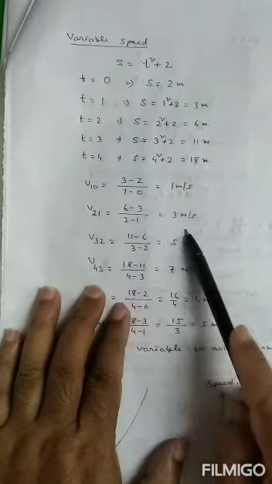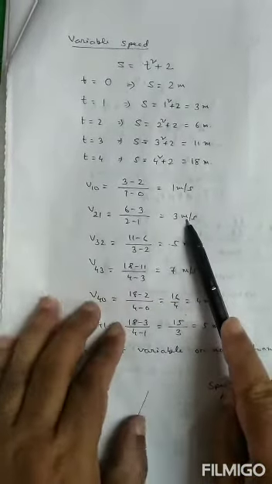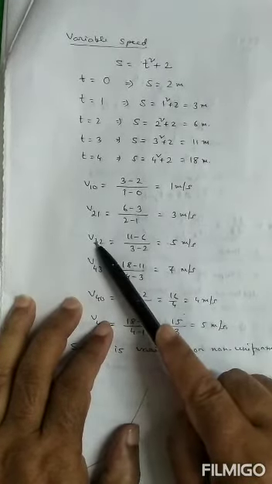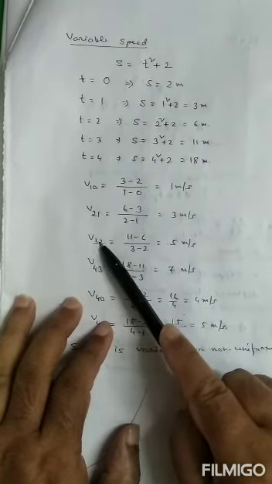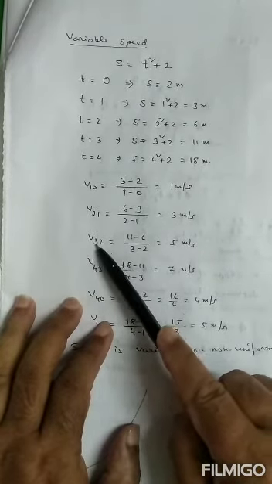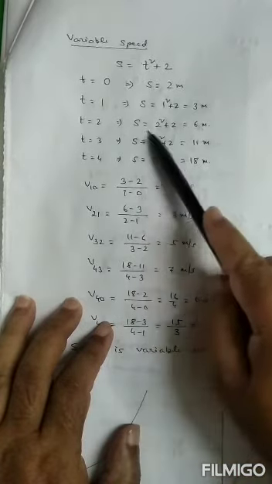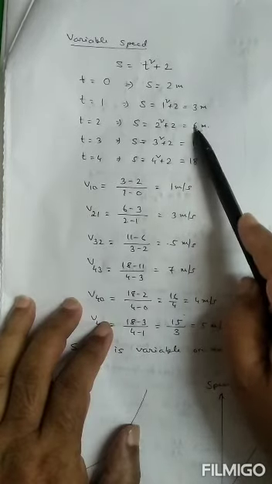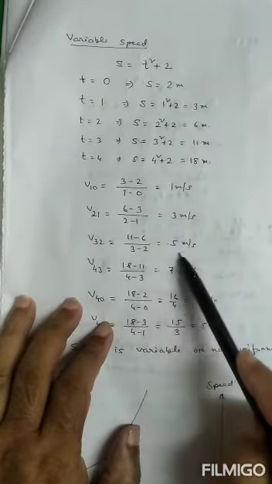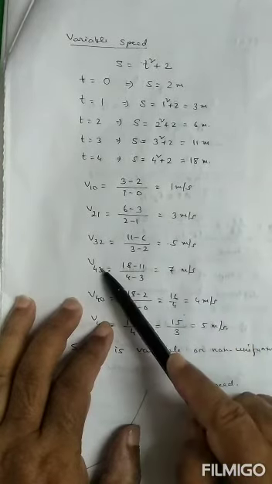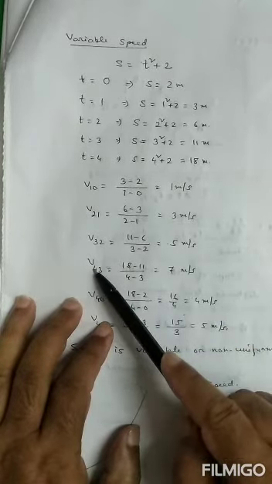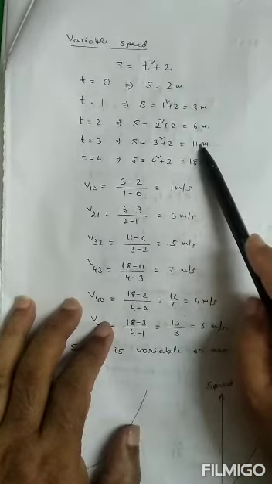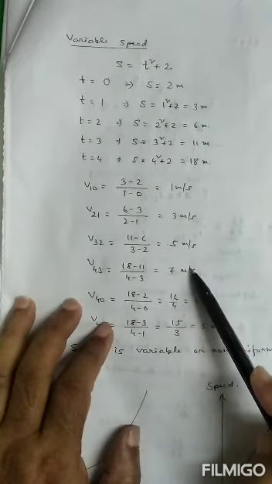1 to 2 second, you just see, it is 3 meter per second. Then 2 to 3, what is it? Delta s by delta t. What is the value of delta s in the time interval 2 to 3? So this is 3, this is 2. 11 minus 6 is 5, 3 minus 2 is 1. So 5 meter per second. What is the speed in the time interval 3 to 4? What is delta s? 18 minus 11 is 7. So 7 meter per second.